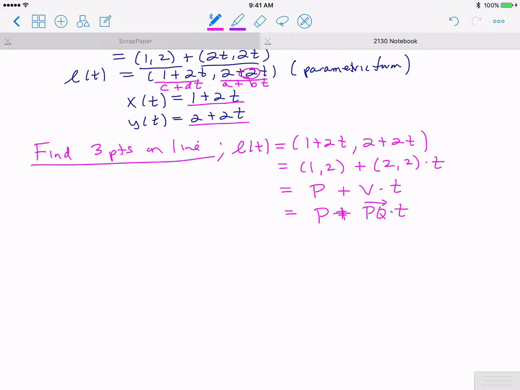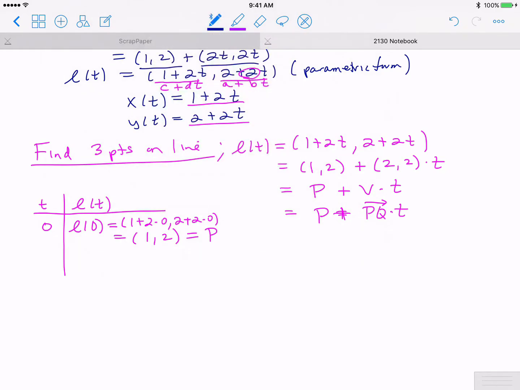Okay, so 3 points on this line could occur when t is equal to 0. At the time t is equal to 0, we are at the point 1 plus 2 times 0, 2 plus 2 times 0, which is also called (1, 2), which was our starting point p.